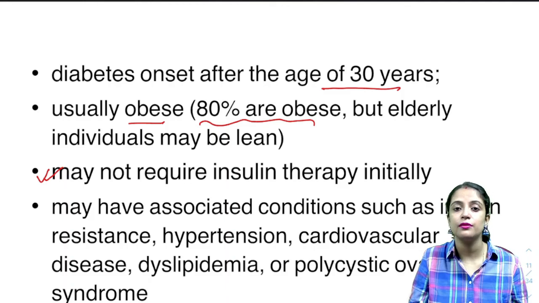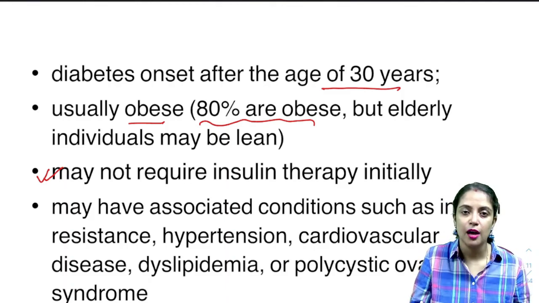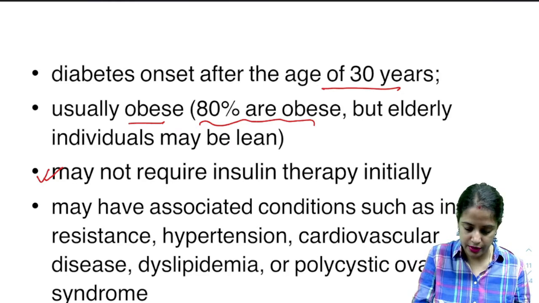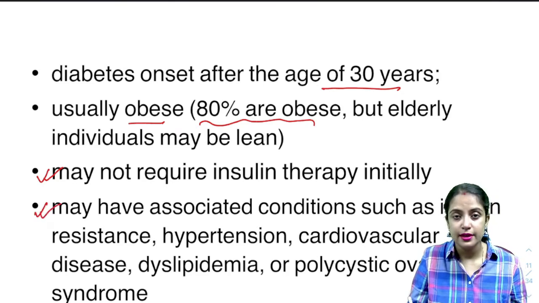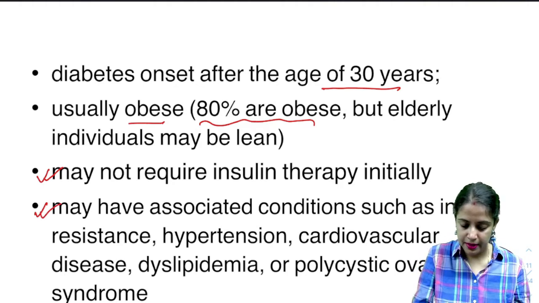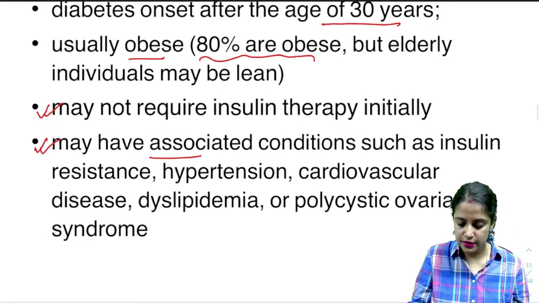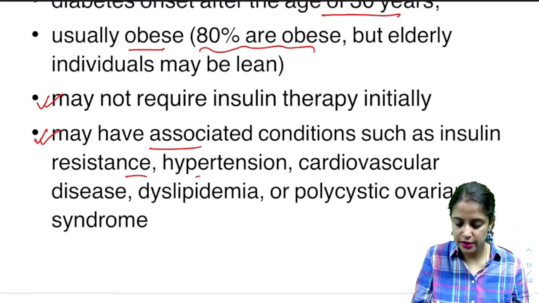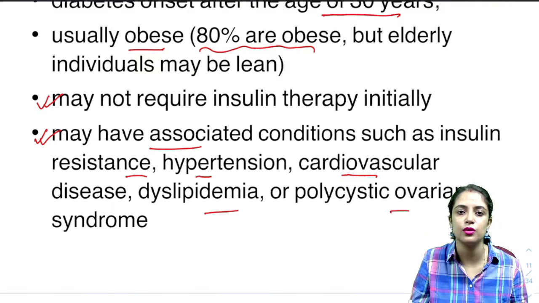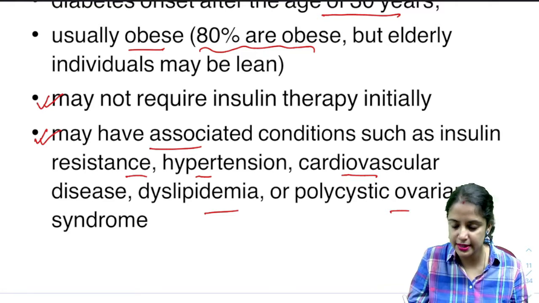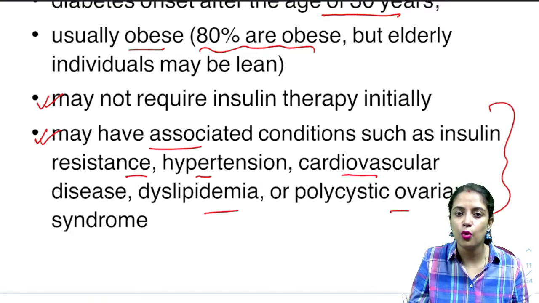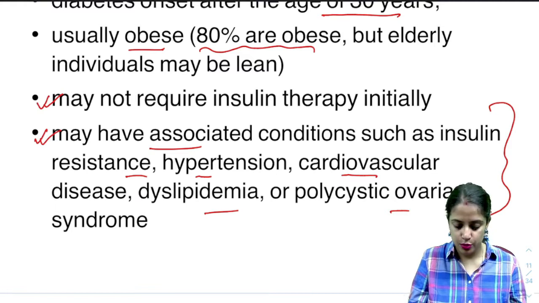Unlike type 1, where they require insulin as soon as the diagnosis is made because they have an absolute insulin deficiency. Type 2 diabetes may be associated with conditions such as insulin resistance, hypertension, cardiovascular disease, dyslipidemia, and polycystic ovarian syndrome. So these are associated diseases or comorbidities of type 2 diabetes.